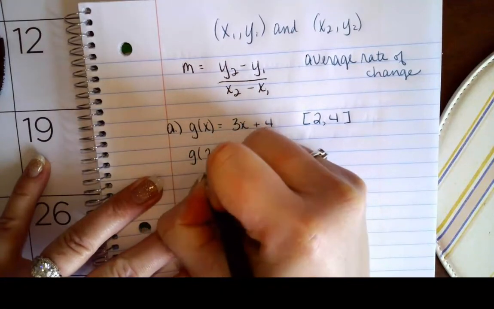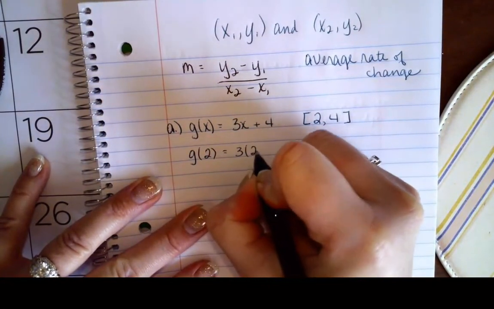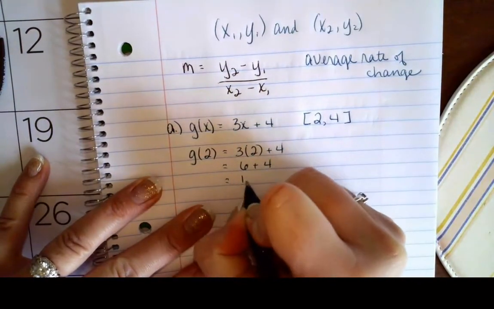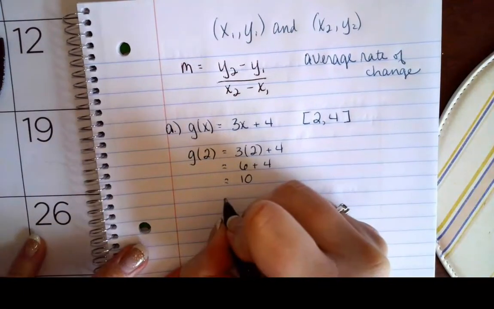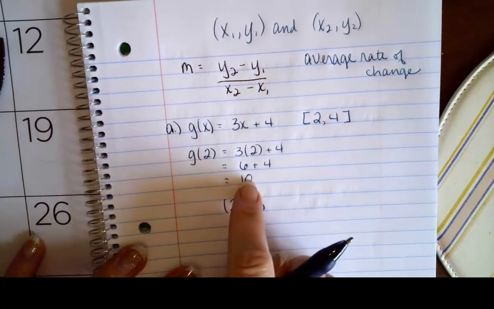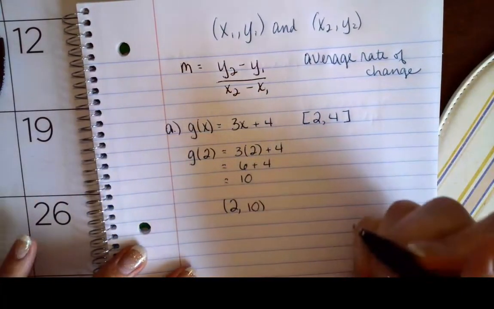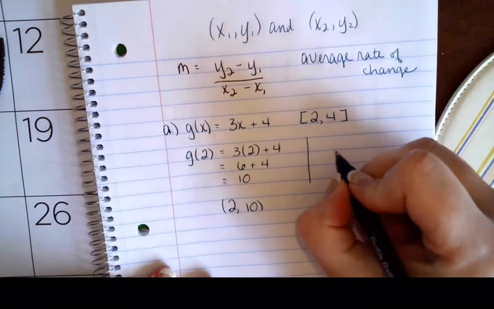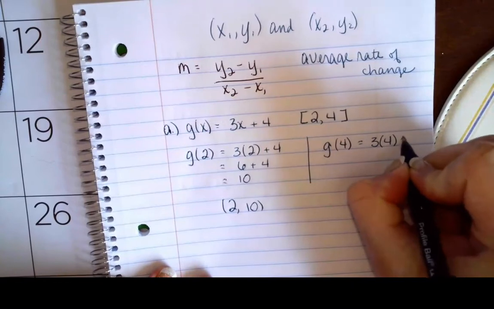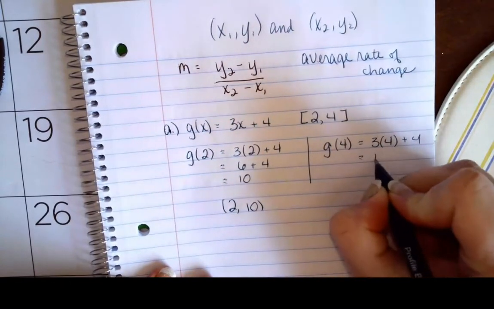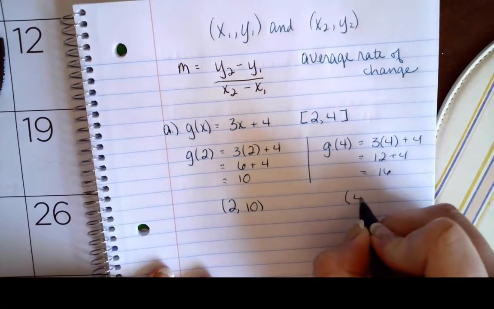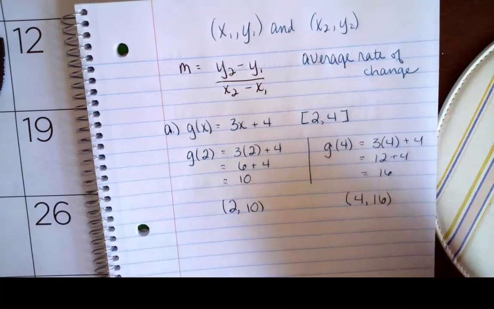So the first one says I have g of 2 equals 3 times 2 plus 4, which is going to be 6 plus 4, which is going to be 10. So I know that my first point is (2, 10). I evaluated at 2, I got a 10, so my point is (2, 10). The second point I have is going to be g of 4, so I have 3 times 4 plus 4, which is 12 plus 4, which is 16. So my next point is going to be (4, 16).